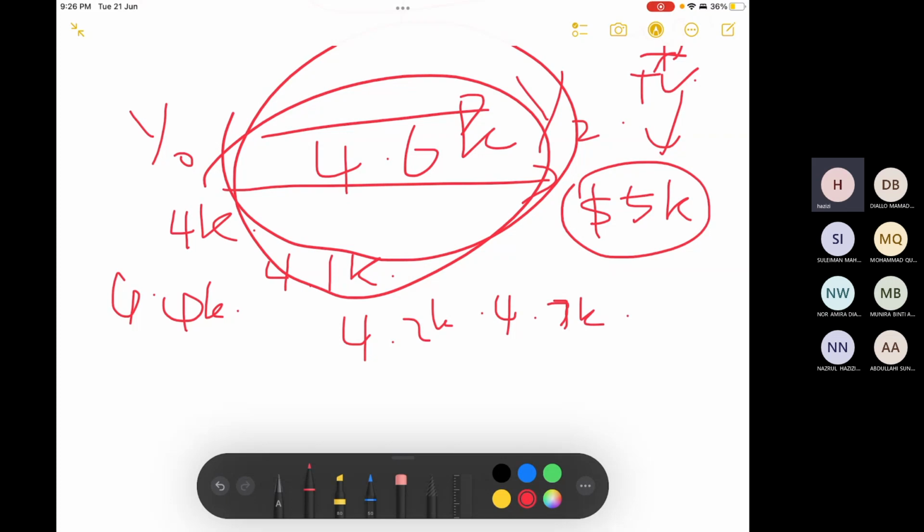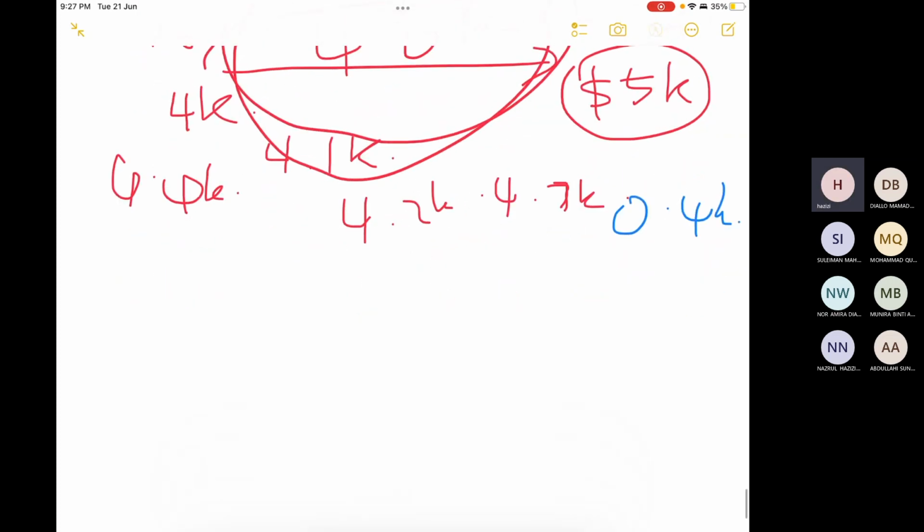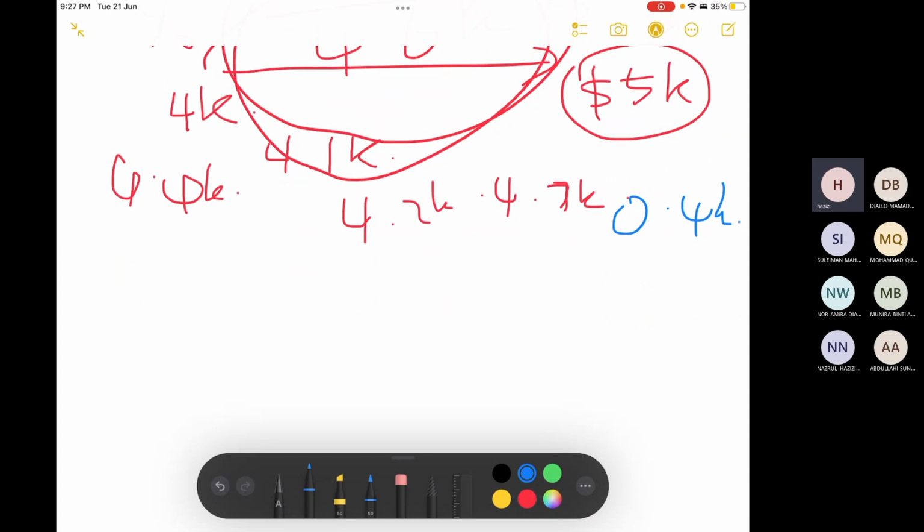So meaning that when I sell the bond for 4.6K, then Buy low has to wait for 2 years, and then he will receive 5K. So the difference, 0.4K, is actually the profit for Buy low, right? Okay, so let's put it this way. Now the question is, how much is the interest rate?